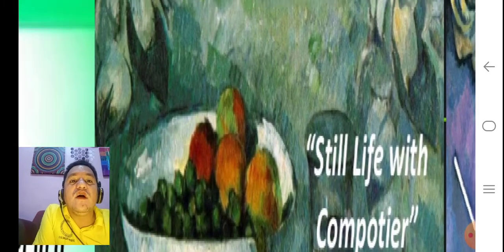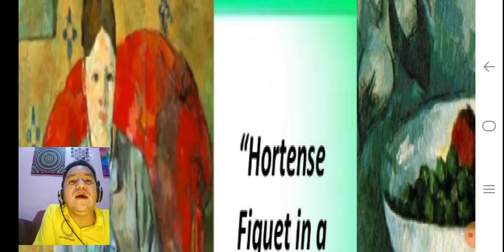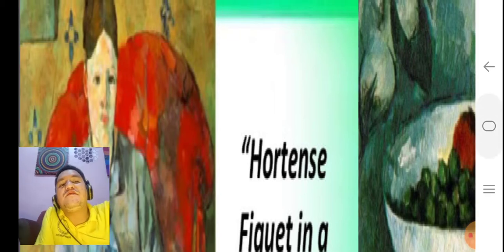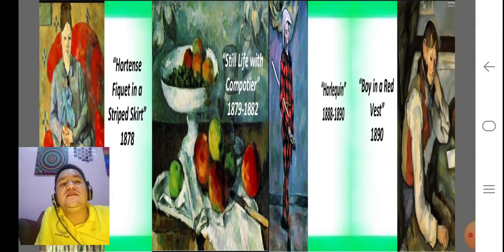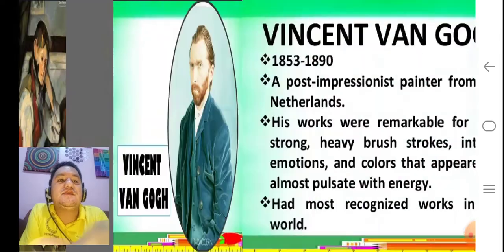Who is this Harley Quinn? There is no precise image for this. There is no precise face. Also, this girl, 'di ba? Hindi kagaya ng gawa ng mga naunang artist na we can identify their faces. Here are just some of the work of Paul Cezanne.